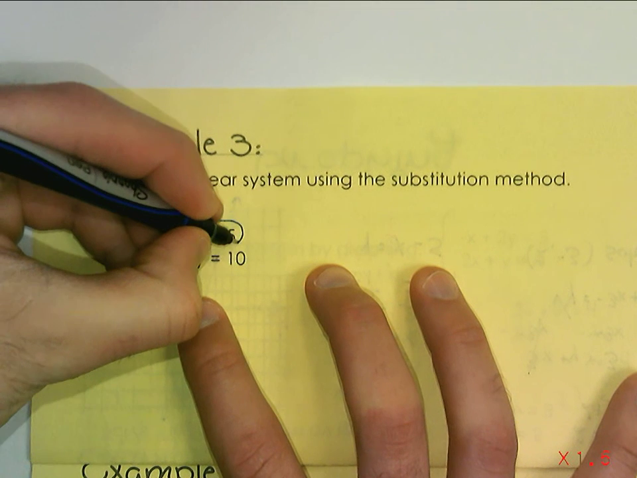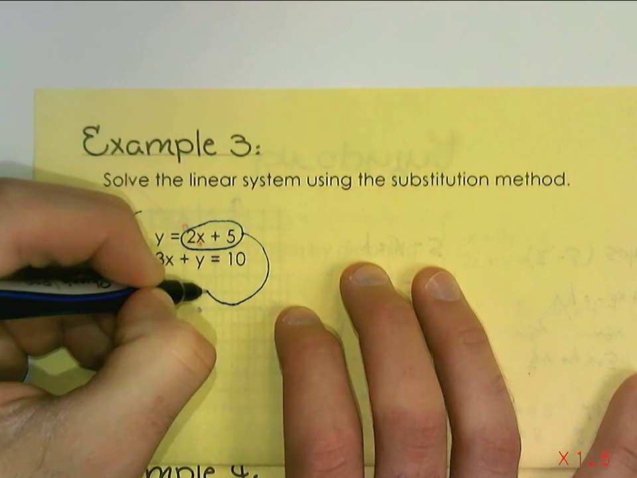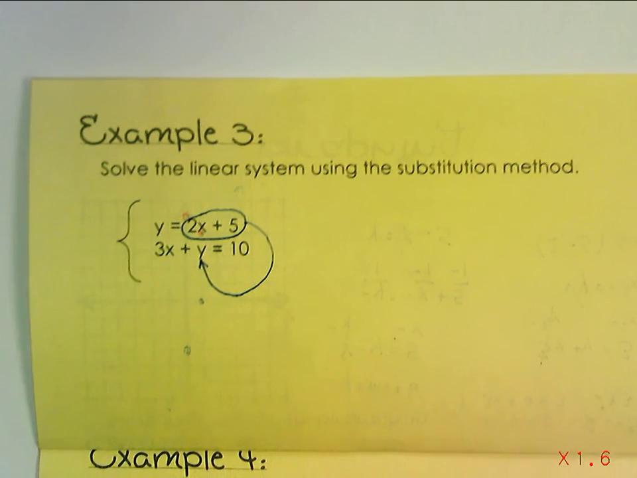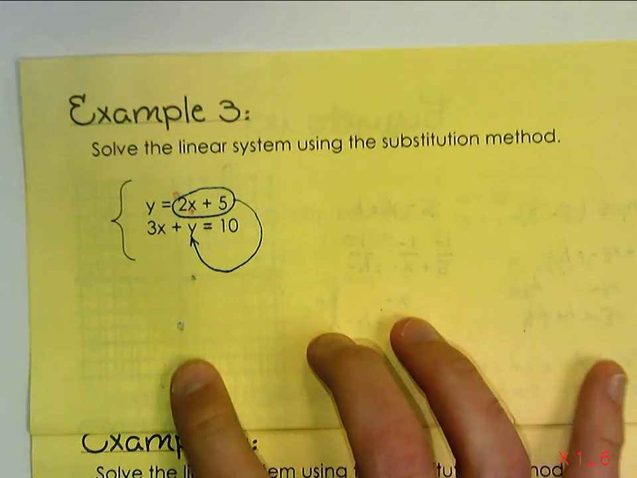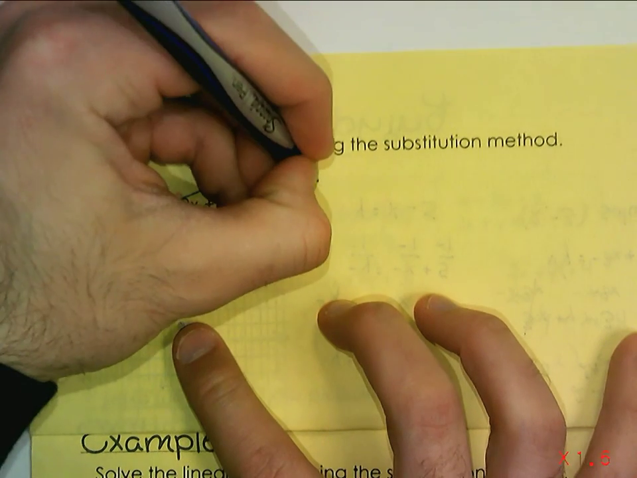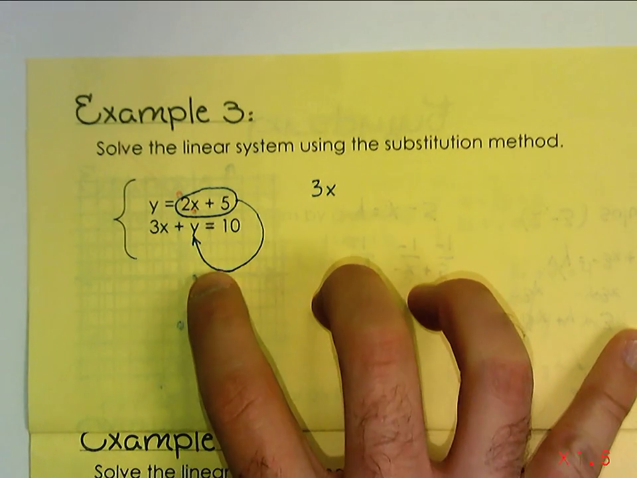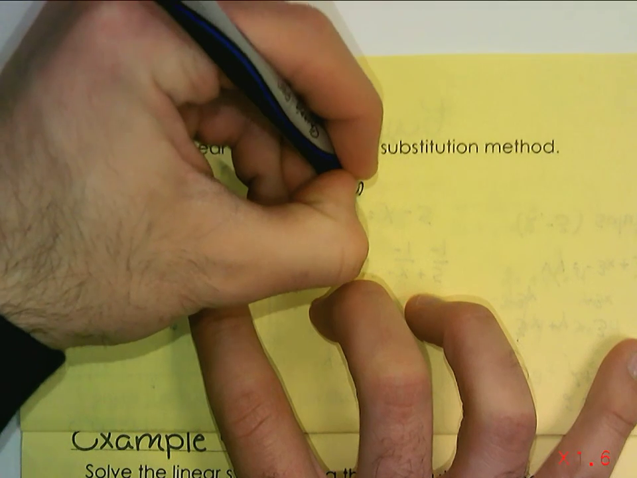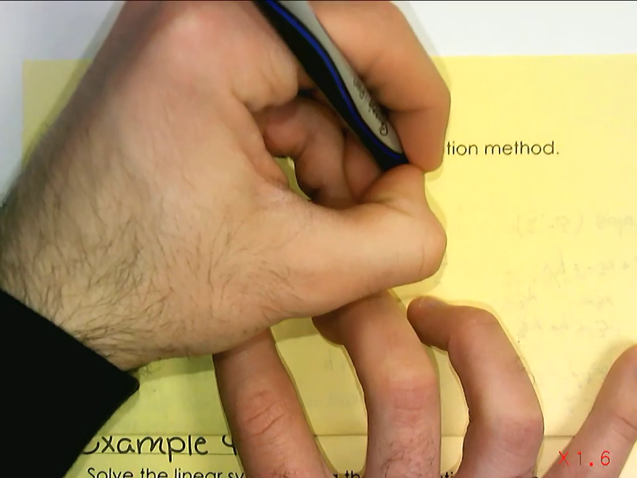So this 2x plus 5, I can take and replace this y with it, and then have an equation in just x. So let's go ahead and substitute that in then. So my new equation would look like 3x, because that's going to stay, and then I'm substituting 2x plus 5 in for y. So I'm going to say plus 2x plus 5, and that's equal to 10.